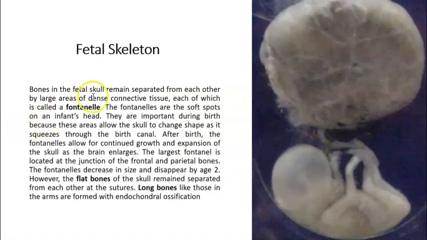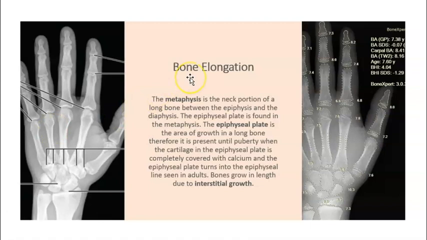Fetal skeleton, you can see cranial bones. In this case, they are going to be flat bones. These flat bones obviously are going to originate from intramembranous ossification, and right here you have long bones that are going to start with endochondral ossification. The bone growth in length is going to be done through a process of bone elongation. You can see in this bone, this black line is the metaphysis where the cartilage is going to be found. This is obviously a kid.